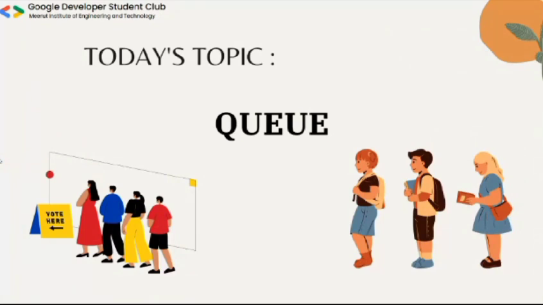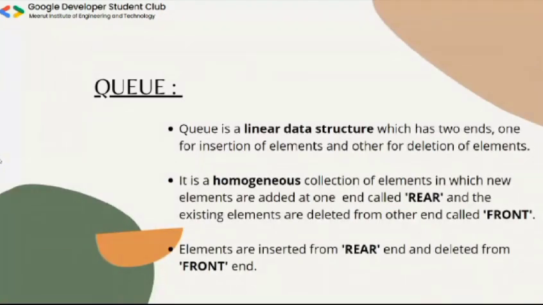Now, our topic for today is Queue. So, first of all, what is a queue? If I have to describe it in simple words, a queue basically means a line of anything. Let's say a line of people, a line of cars. So in real life, a queue means a line of people or anything. Similarly, in the programming world, we have queue as a data structure.